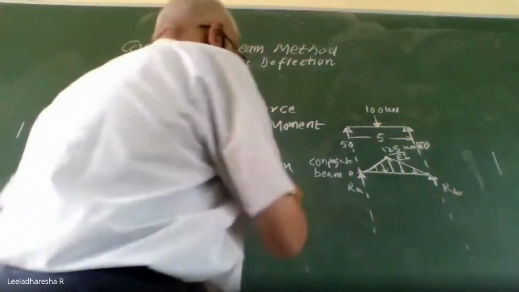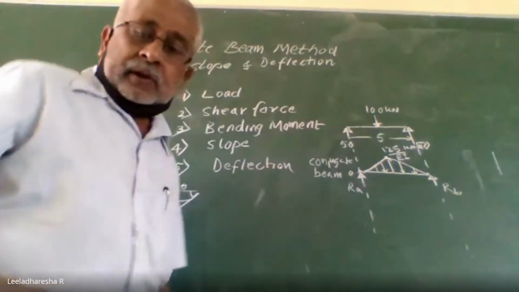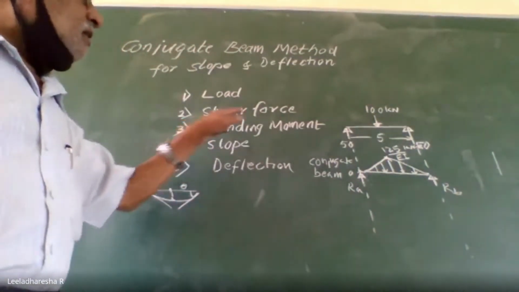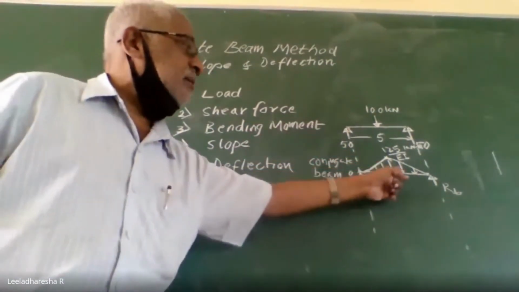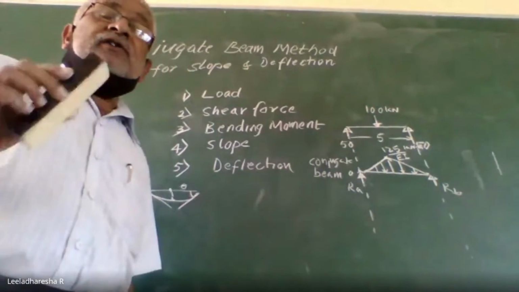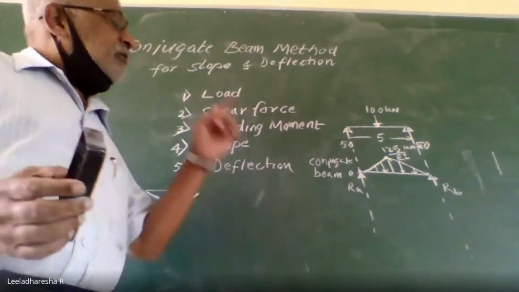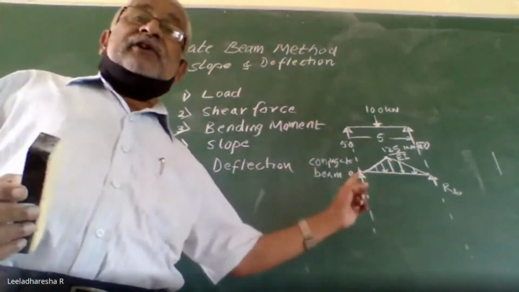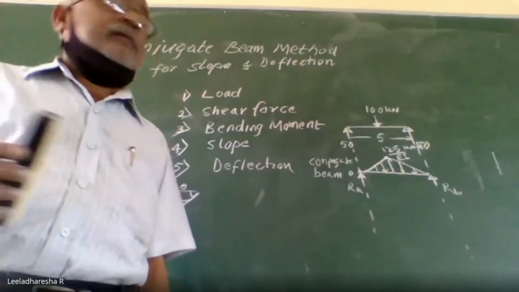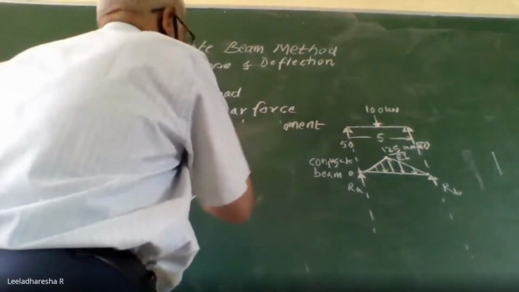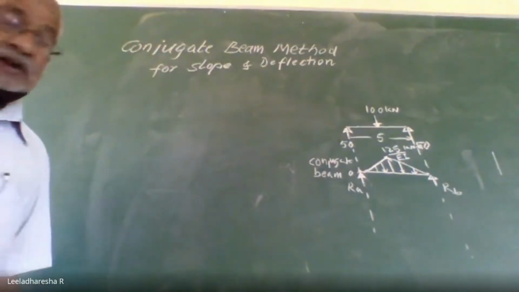See, now I am going to find the shear force in the conjugate beam. In the conjugate beam, if I find the shear force at any particular section of the beam, it is called the slope at that particular point. And if I find the bending moment at any particular section, that is called the deflection. See now, I will come to the problem. Let us solve this particular problem clearly.